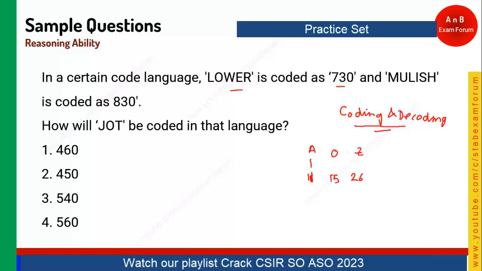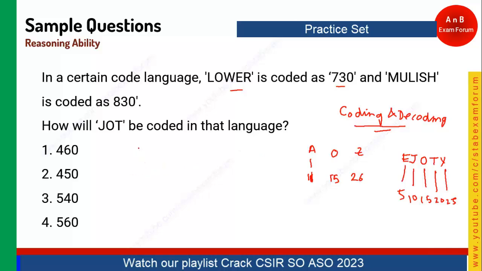There is a trick to remember all these positions. You must have used this trick earlier also. EJOT. E position is 5, J position is 10, O position is 15, T position is 20, and Y position is 25. With reference to these positions, you can decode these characters and alphabet. So let's decode this.